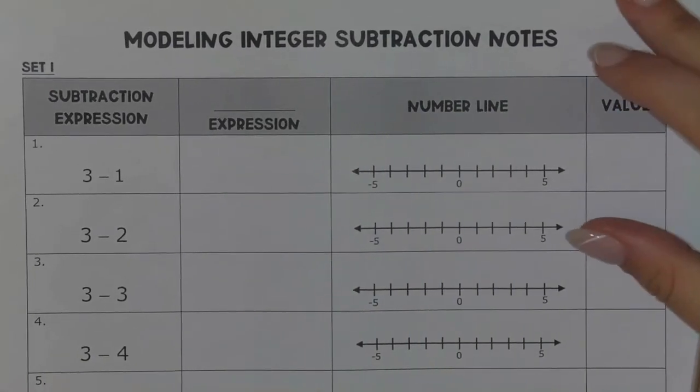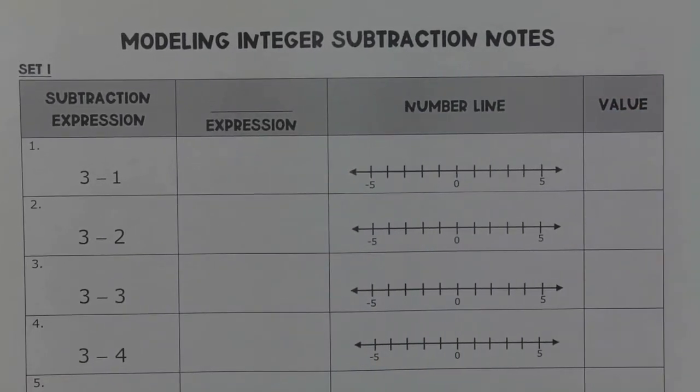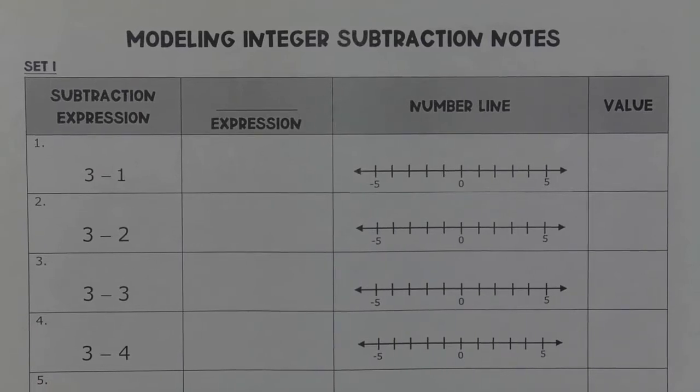Okay, so today we're looking at what it looks like when we model integer subtraction. When I look at these notes, the main difference I noticed from my addition notes is that my addition notes had two different representations. They had a number line and they had tiles. But when we look at integer subtraction, the only type of pictorial representation, which just means showing it as a picture, that I have for subtraction is a number line.